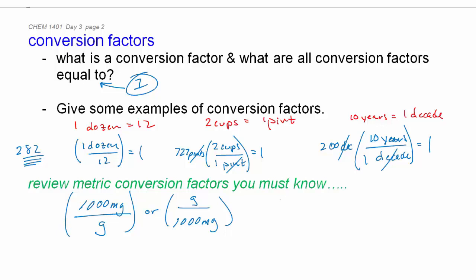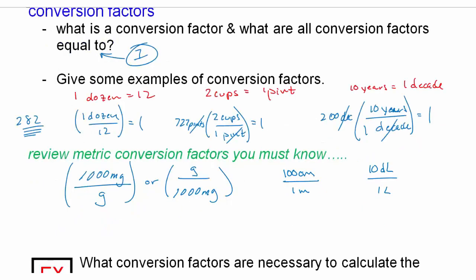Another metric prefix we should know is centi, like 100 centimeters in 1 meter. And you could flip it. Deci, you should know deci. There's 10 deciliters in 1 liter. And the only other prefix that I think we really should know is kilo. Be comfortable with it. There's 1,000 seconds in 1 kilosecond. So all these conversion factors could be flipped to do the appropriate conversion.